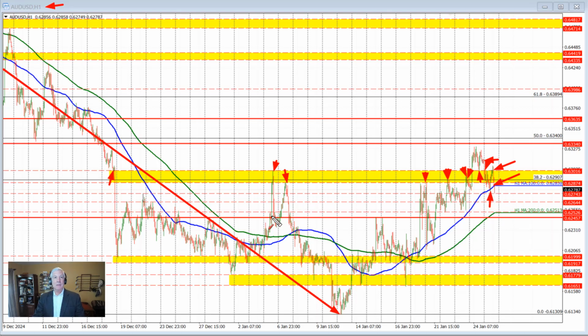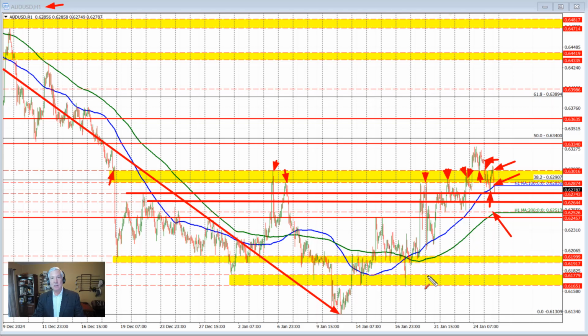On the downside, I have outlined some other swing levels in play, including this level at 0.6274. Go below that level, and we'll look toward this level right here at 0.62644. And then we get toward the 200-hour moving average, which is probably a bigger technical level to get to and through if the sellers are to take more control.